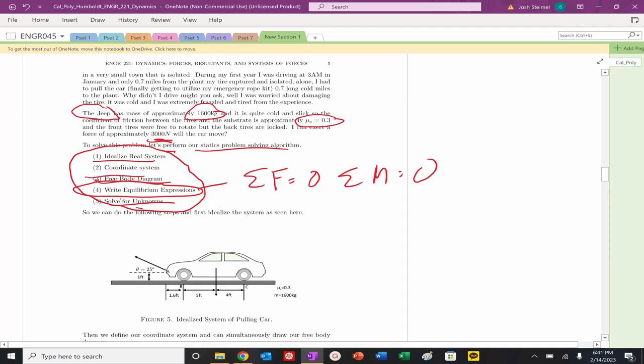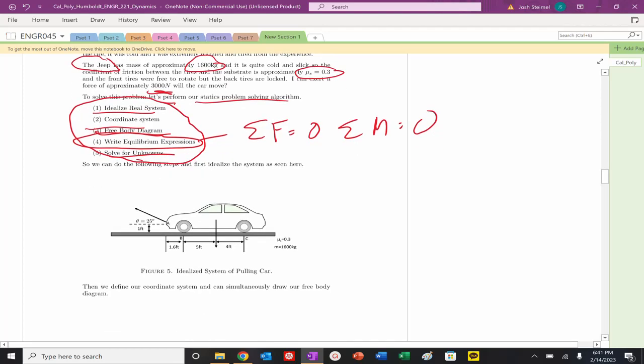So let's idealize this problem. First, I'm going to assume that the front tires here are free to move. These are locked. So that's essentially the system that we're working with here. If that is the case, how are we going to approach this problem? Well, let's go into it. So this is our idealized system.